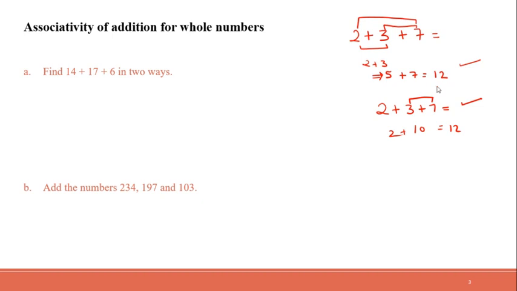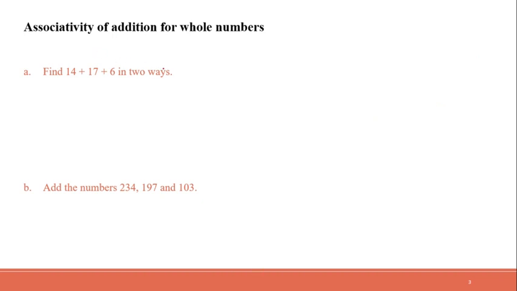So now come to our first question. The first question says find 14 plus 17 plus 6 in two ways. Okay, they want us to add these numbers in two ways. That means first we'll associate two numbers and then we will associate two other numbers, right? So here 14 plus 17 plus 6. If I want to add this, how will I add? Either I can take this pair first or I can take any other pair first, right?